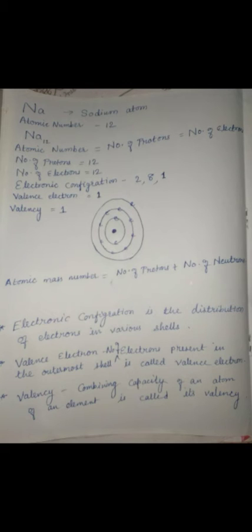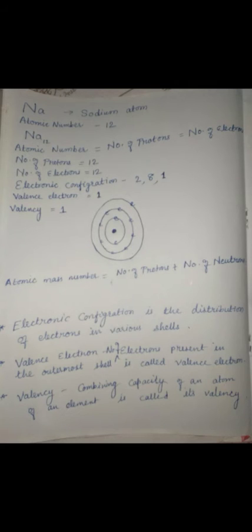Now, valence electron also. What is valence electron? The number of electrons present in the outermost shell is called valence electrons. And what is valency? The combining capacity of an atom of an element is called its valency. Again I repeat, the combining capacity of an atom of an element is called valency.